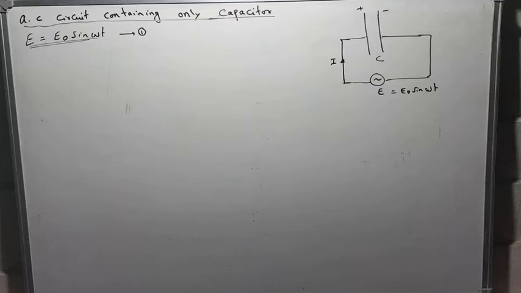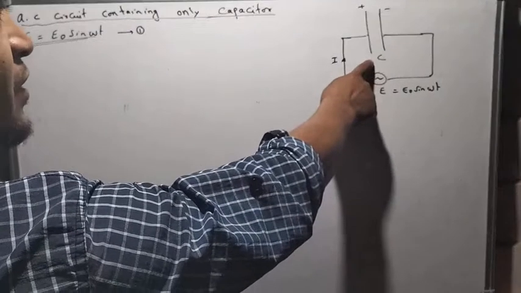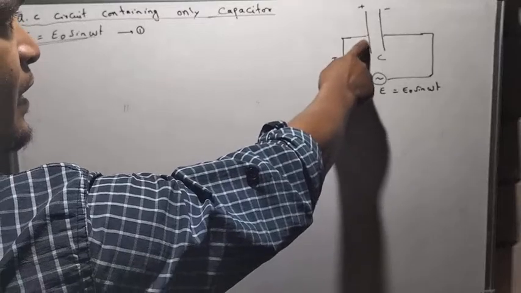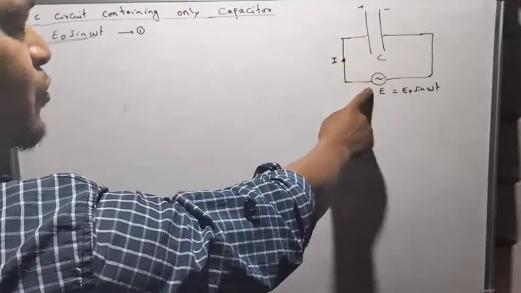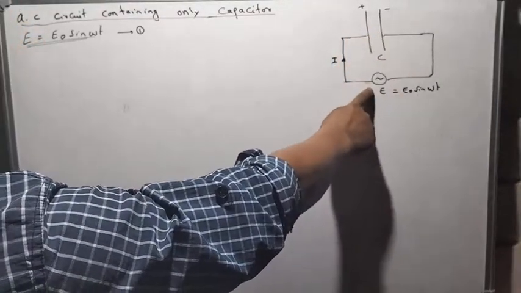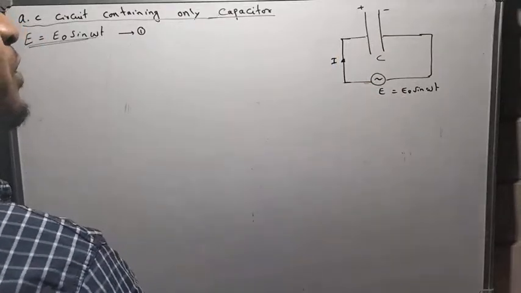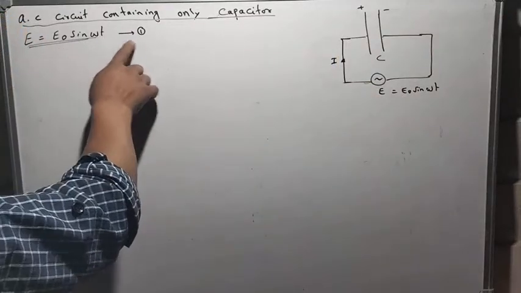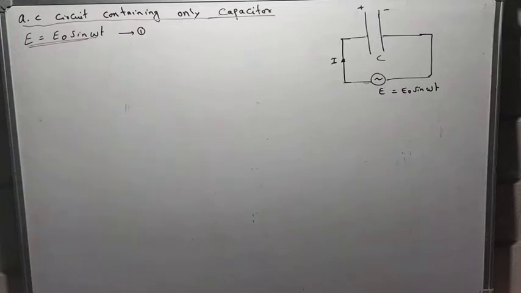AC circuit containing only a capacitor. So this is my capacitor with capacitance C. I connect the two ends of the capacitor through an alternating source of EMF E equal to E naught sine omega t. So this is my instantaneous EMF. I'll name this as equation 1.